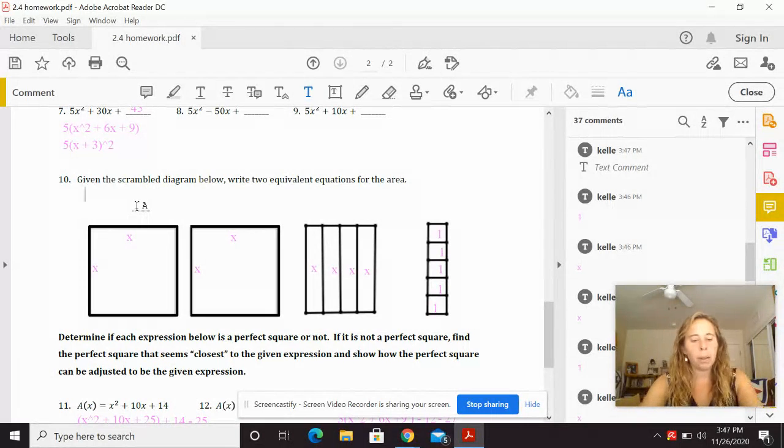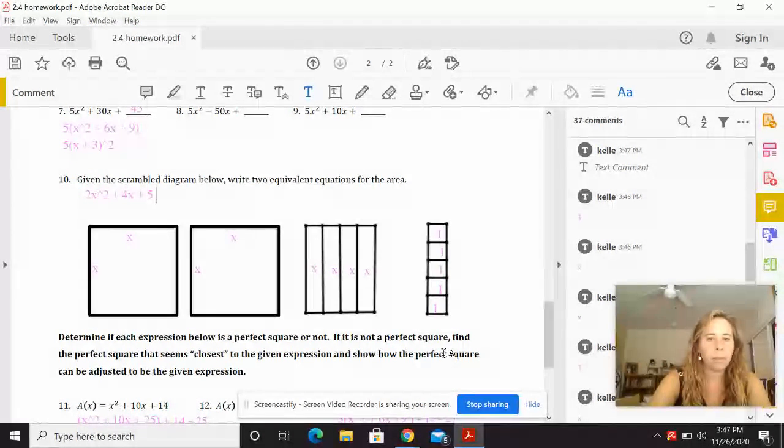So let's see. If I just write it out, this is an x squared and this is an x squared, so I have 2x squared. And then how many x's do I have? 1, 2, 3, 4, plus 4x, plus 1, 2, 3, 4, 5, plus 5.